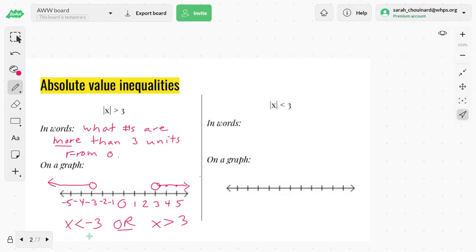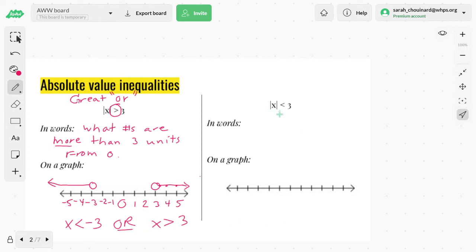So when I see the greater than symbol in my original problem, I like to think of greater than as great or, because as we can see, we are going to get a graph that's an or compound inequality.